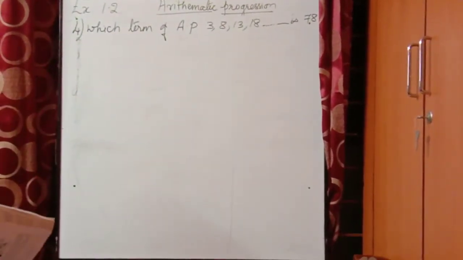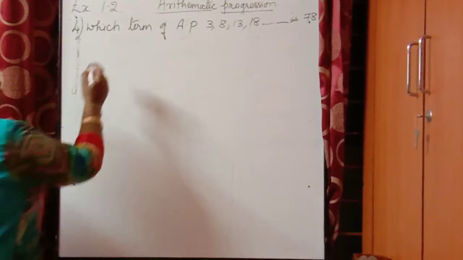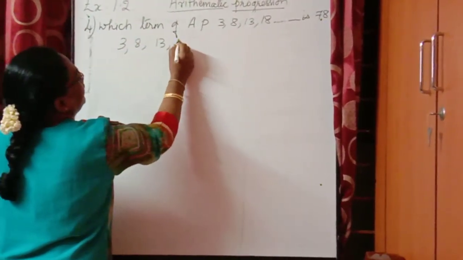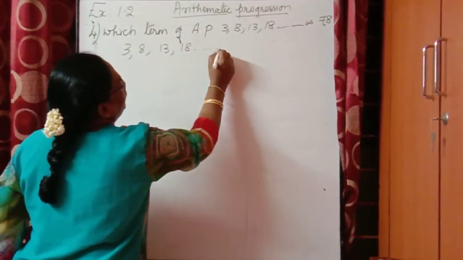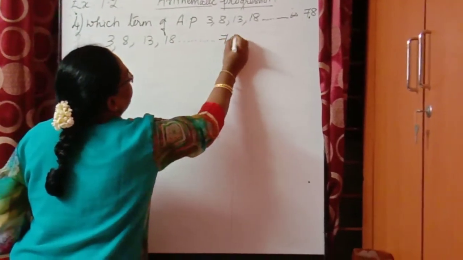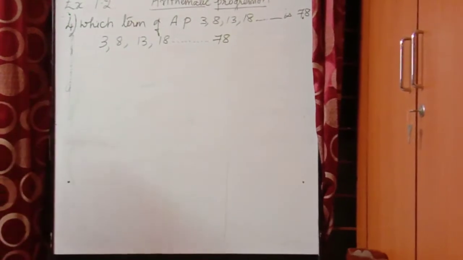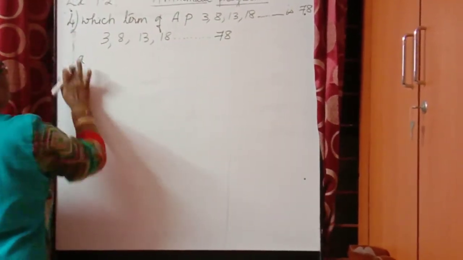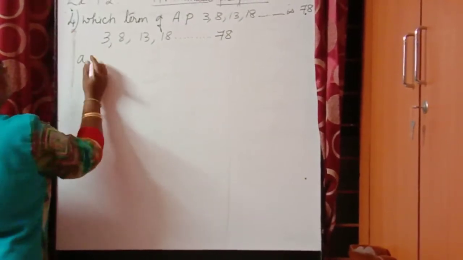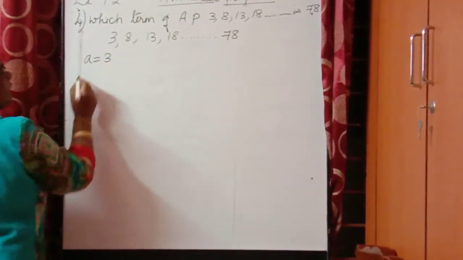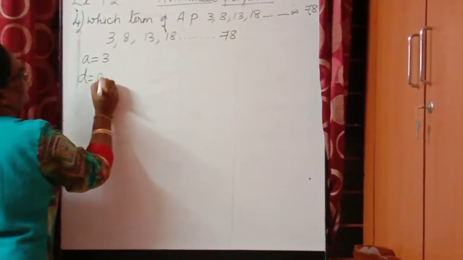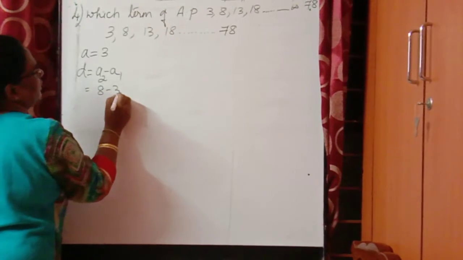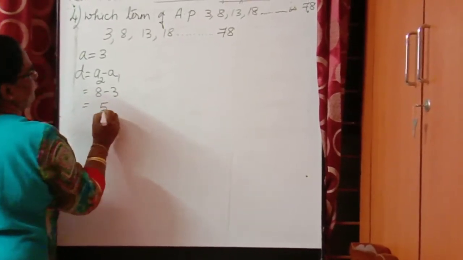So here they have given a sequence. This sequence is like this: 3, 8, 13, 18, and in between you have so many terms. The last term itself is given. Now in this sequence you know that A is equal to 3. D we can find out. D is equal to A2 minus A1. A2 is 8, 8 minus 3, that is equal to 5.